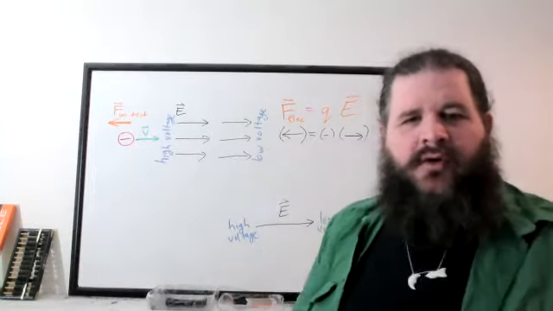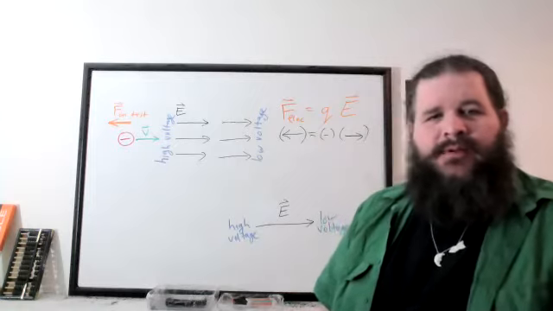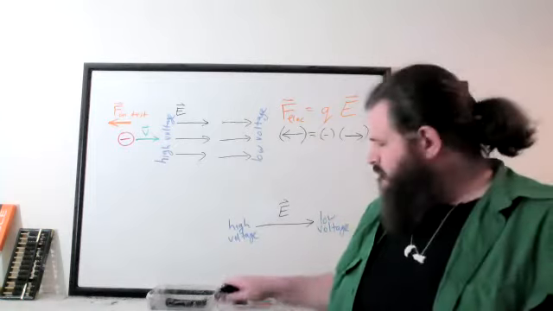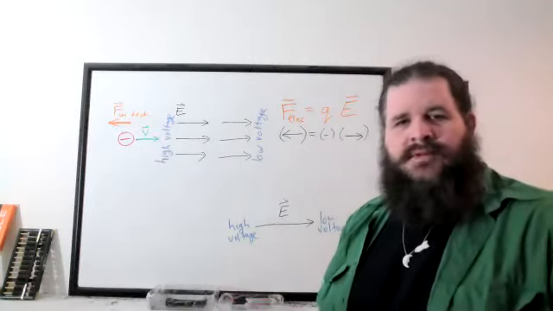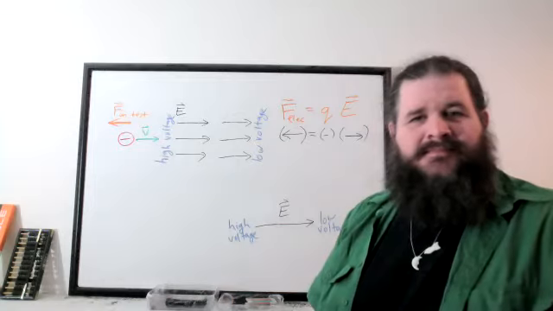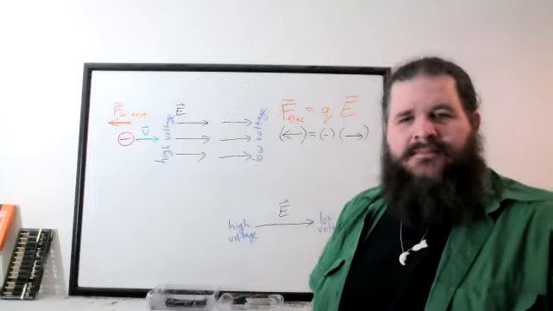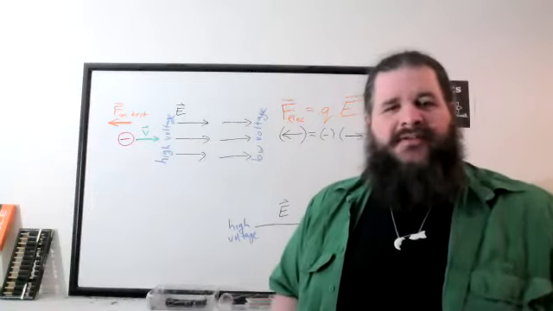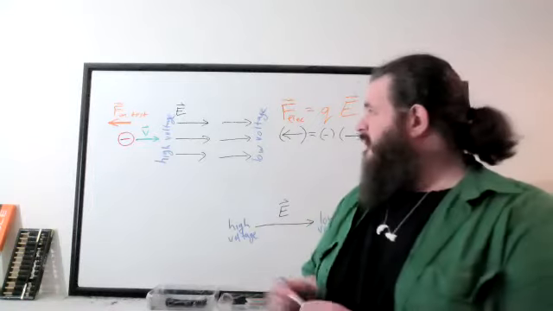Also, if we wanted to draw in equipotential lines, what would the equipotential lines look like in this case? If we wanted to draw all the locations that are at the same voltage, would they just be vertical? Yeah, because they have to be perpendicular to the electric field vectors, and therefore they would be vertical.